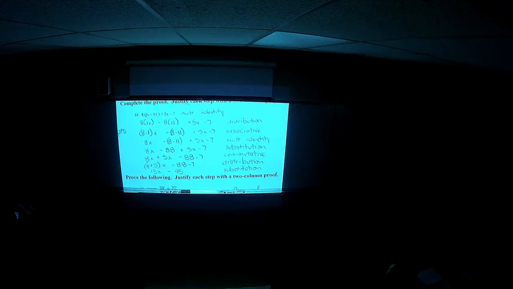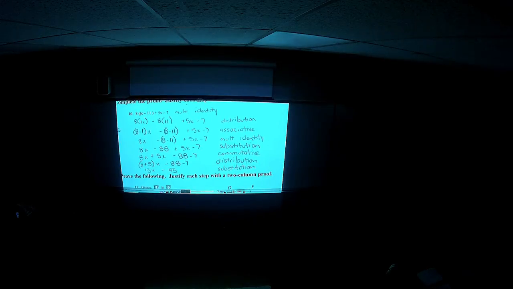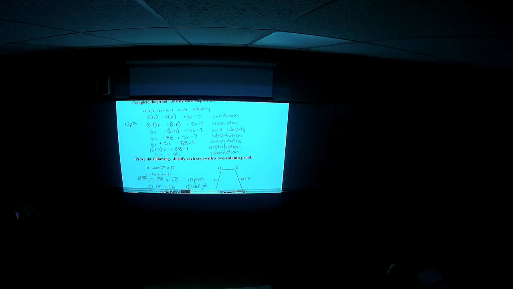Okay, 10. Now, I made this one a lot longer than you needed to. I'll show you the minimum steps that I was requiring. It is 12 points. It's 6 major steps, anyway, that I was looking for. Did you distribute correctly in right distribution, where you actually hand the 8 to both items, but did not multiply it? If you multiplied it, it automatically counted wrong. You were supposed to put it right next to the x and next to the 11. And it was called distribution.